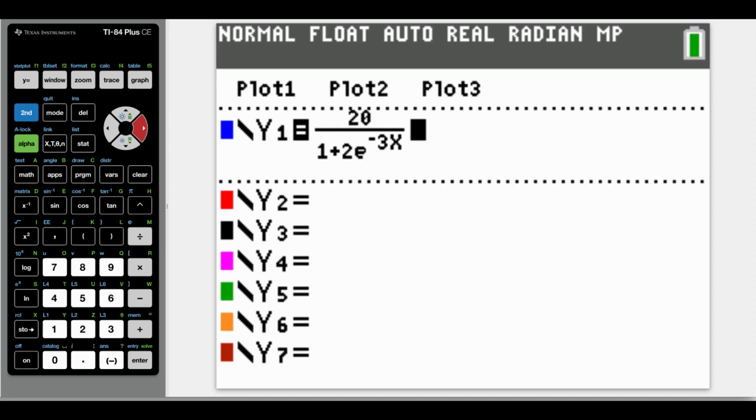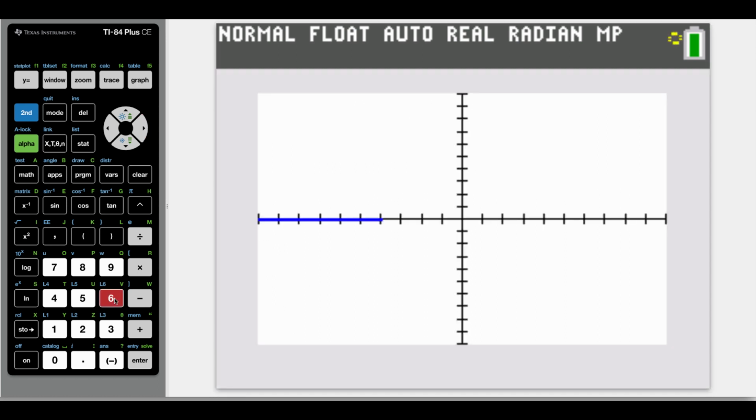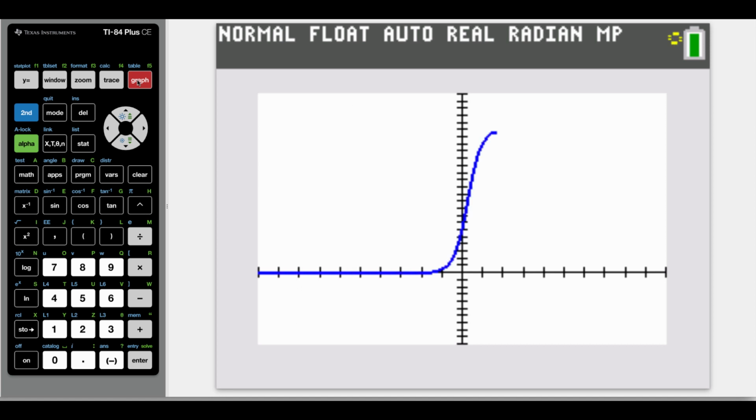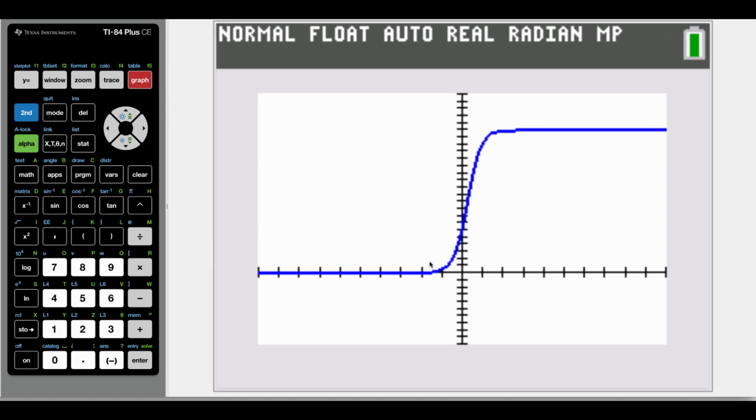So in my calculator, I've got my logistic function typed in. When I hit graph, now we can't see what's happening on the top of the graph, meaning that I need to extend my graph up taller. So in my window, I'm going to go to my y max, and I'm going to make that go up to 25.